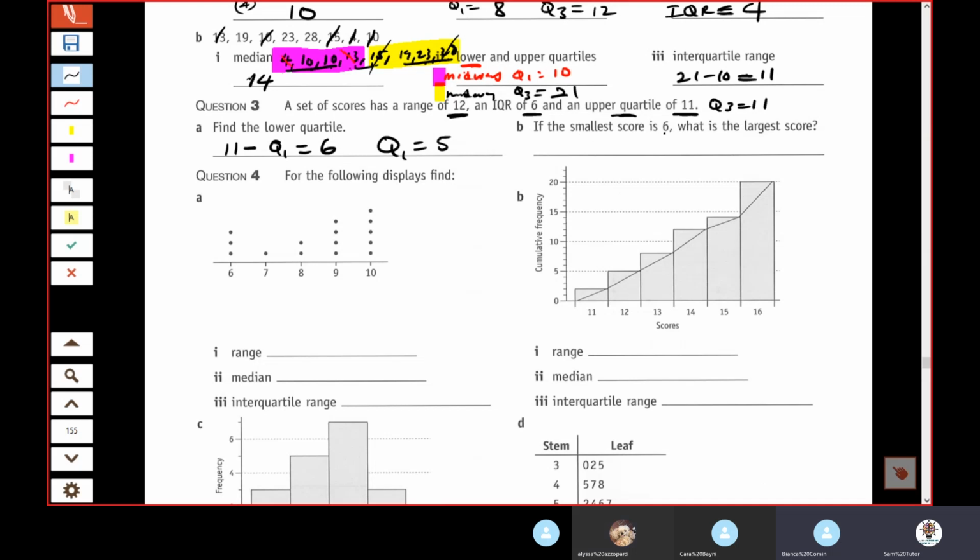If the smallest score is 6, what is the largest score? The smallest score is 6. What must be the largest score? Well, the range is 12, so that was highest minus lowest. So it's just plus 6, so it's 18. 18 take away 6 is 12. Exactly what you needed.